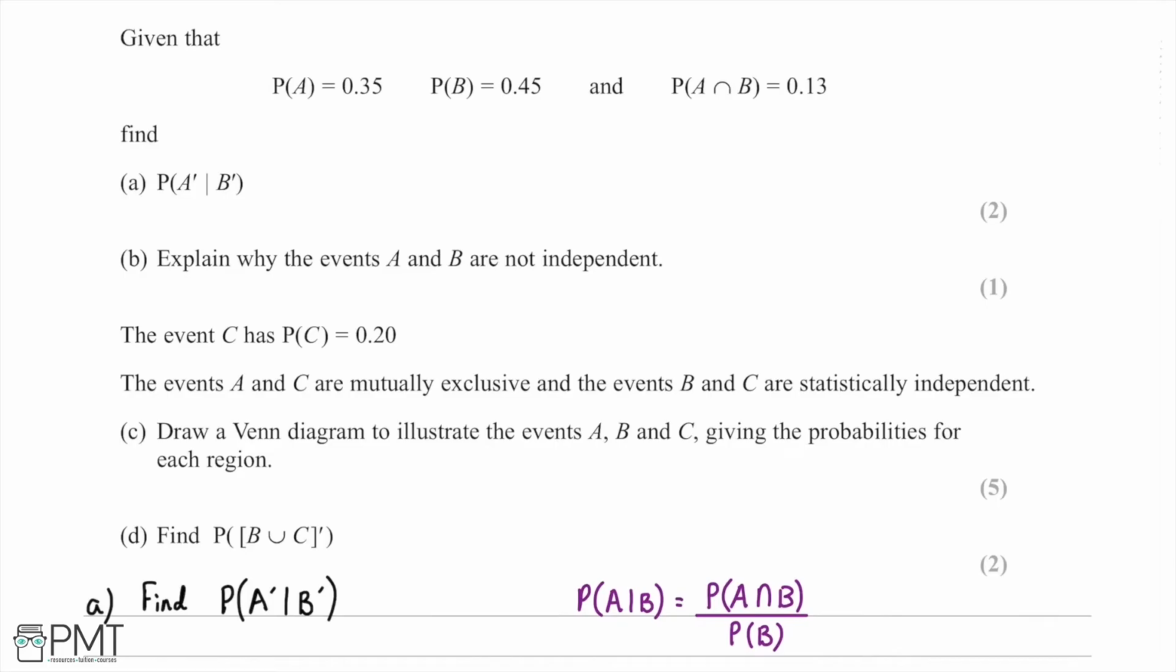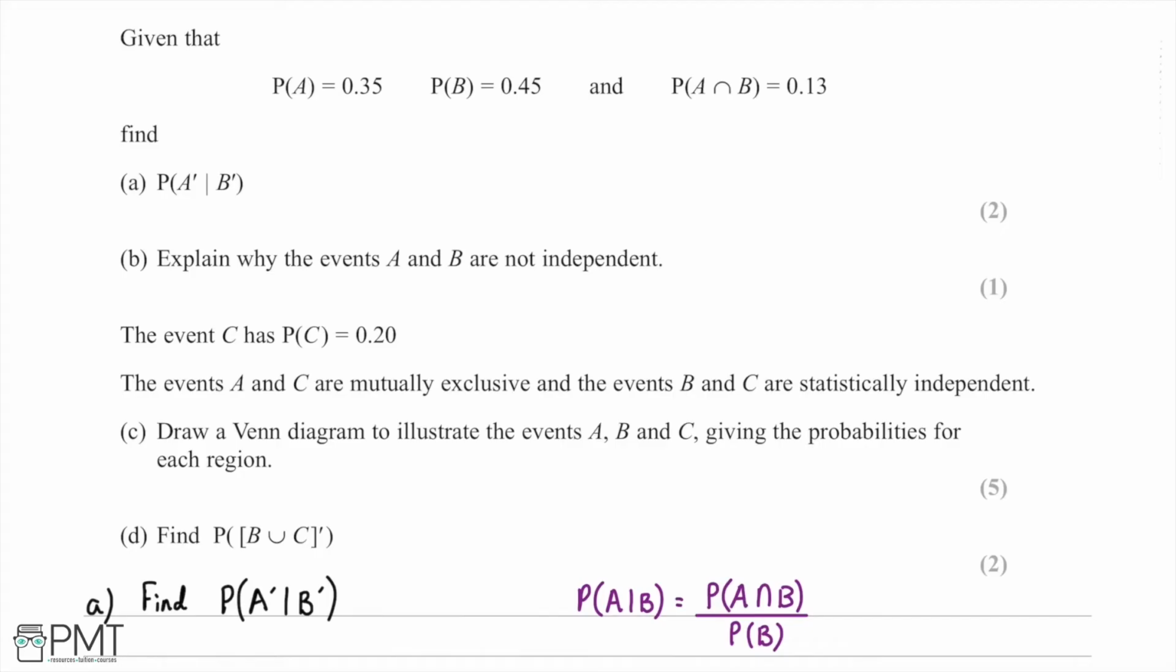So in this question, we're given 3 probabilities. So we're given the probability of A is equal to 0.35. We're given that the probability of B is equal to 0.45. And we're given that the probability of A intersect B, or otherwise known as A and B, which is given by this symbol here, that is equal to 0.13.